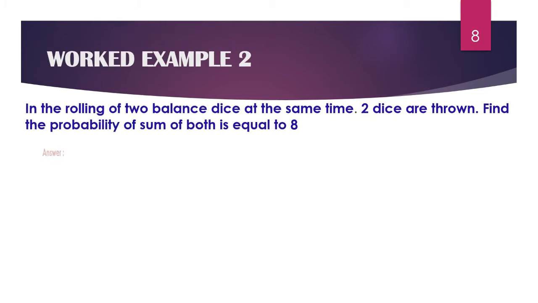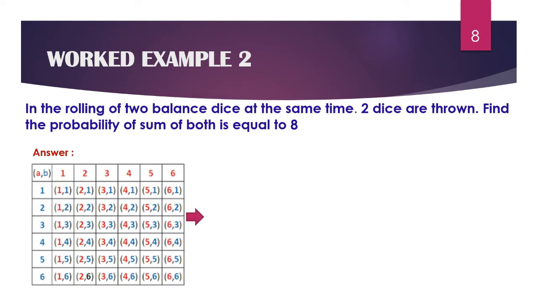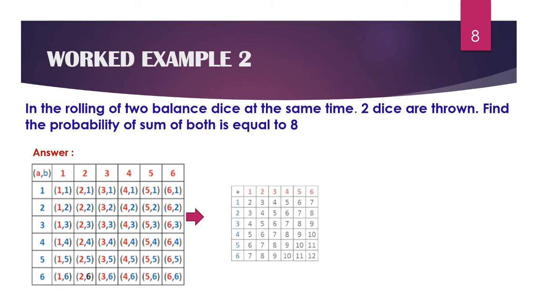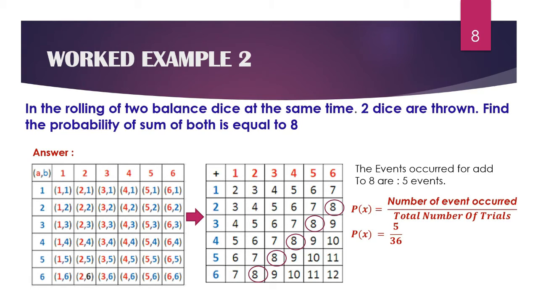Go! Worked example 2. If 2 balanced dice are rolled at the same time, find the probability that the sum of both is equal to 8. Look at the diagram. This is the table of 2 dice. Okay, when we sum up the table, rows and columns, we got 36 sample space. The question is the sum of both is equal to 8. Look at the circles. We got 5 occurred events, right? So the events that add to 8 are 5 events. So the probability is 5/36.